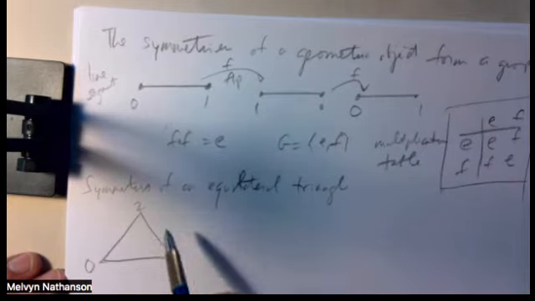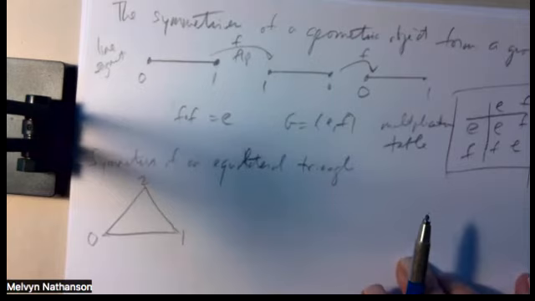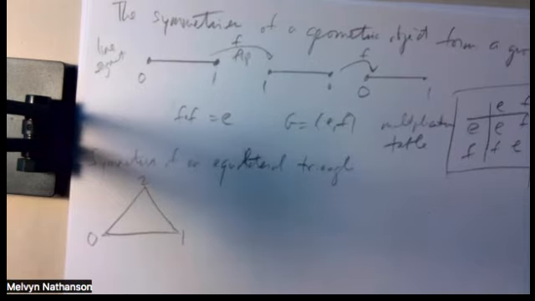Those I sort of label the vertices 0, 1, and 2. Each angle is 2 pi over 3 radians. Let's say each side has length 1. So what are the symmetries of this equilateral triangle? Well, one thing you can do is rotate it by 2 pi over 3 radians, or what in high school you called 120 degrees.